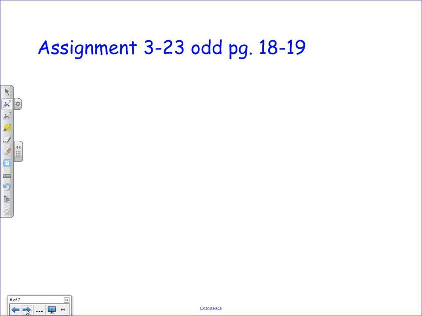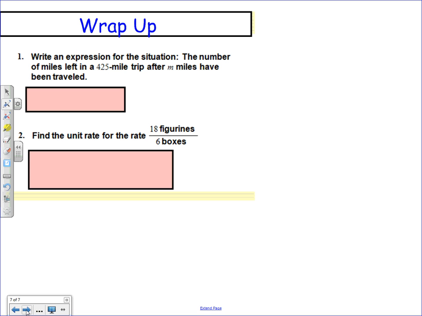So our assignment today, we're working on 3 through 23, the odd. And at the end here, we have a quick wrap-up just so you can demonstrate that you can translate verbal phrases into expressions. Write an expression for the situation.